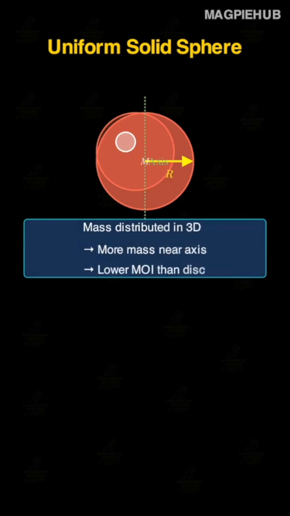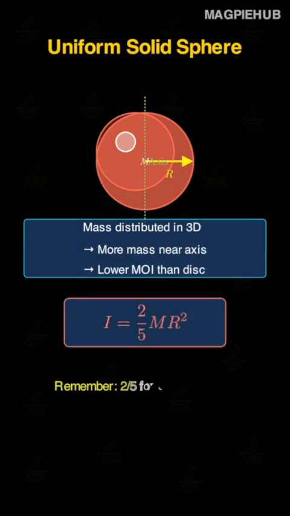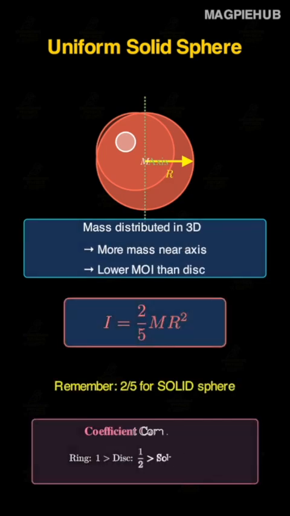The solid sphere of mass m and radius r. A solid sphere distributes mass in 3 dimensions, so even more mass is close to the axis compared to a disk. This means the moment of inertia will be less than that of a disk. About any diameter, I equals 2/5 mr squared. Remember this, 2 over 5 for a solid sphere.